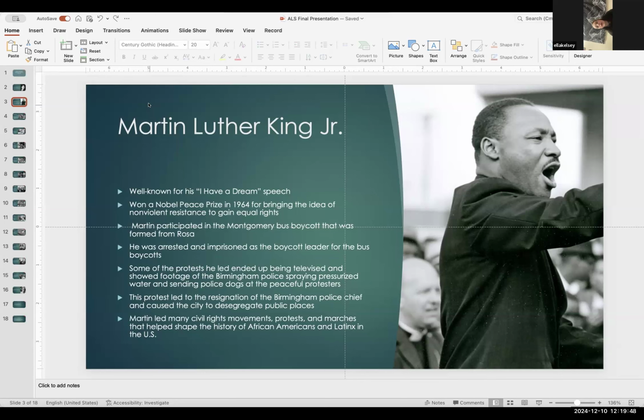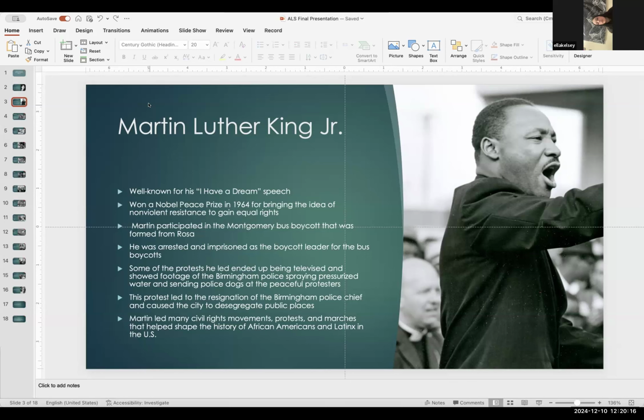Some of the protests he led ended up being televised and showed footage of the Birmingham police spraying pressurized water and sending police dogs at the peaceful protesters. The protest led to the resignation of the Birmingham police chief and caused the city to desegregate public places. He also, while he was arrested by the Birmingham police, wrote a letter while he was in jail.